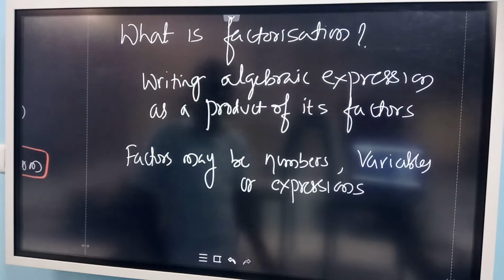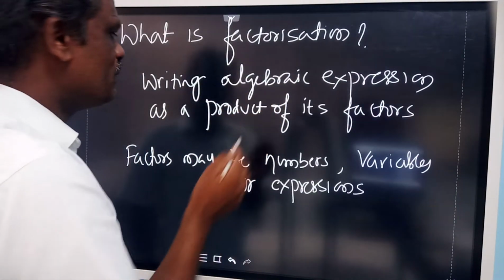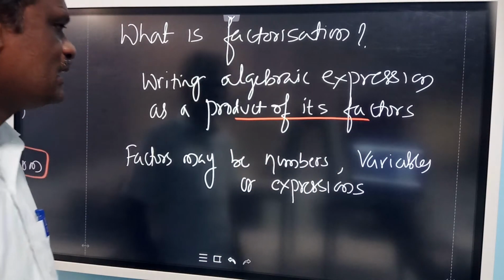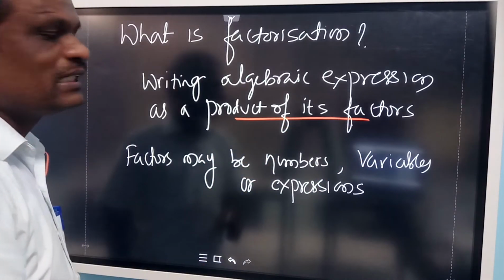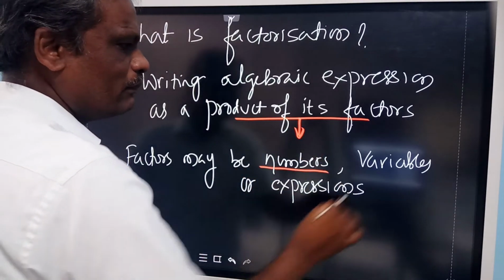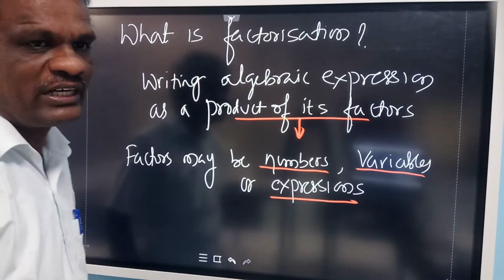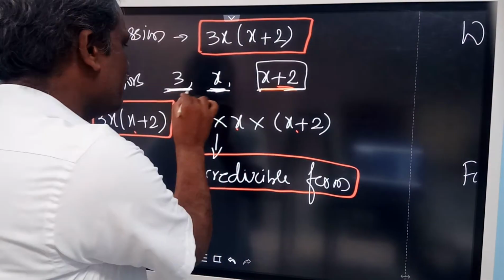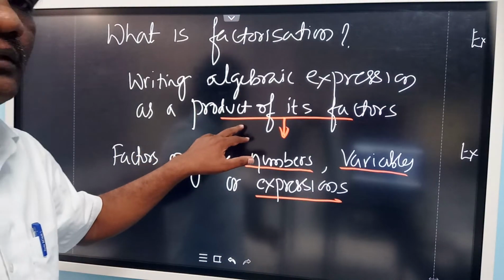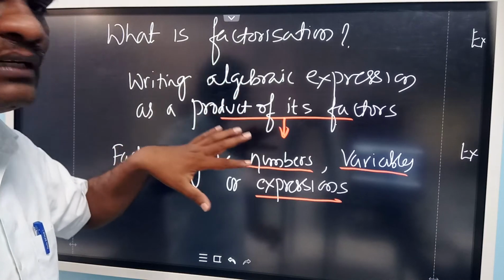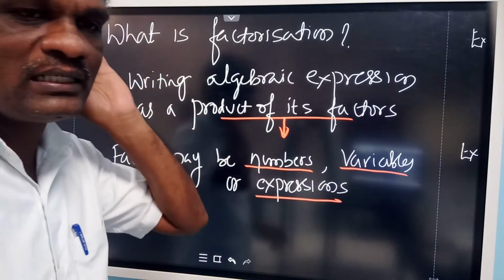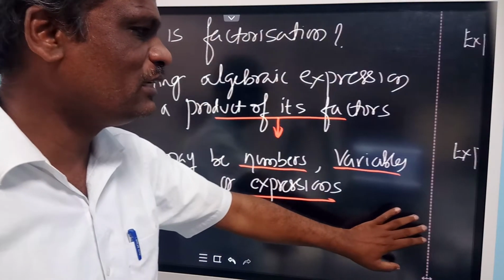Now what is factorization here? Look at this. Writing an algebraic expression as a product of its factors. If you write the given expression as a product of its factors, it is called factorization. These factors, the prime factors, may be a number, may be a variable, may be an expression. So factorization is nothing but splitting of that expression into its factors. These factors contain numbers, variables as well as expressions, but they should be in irreducible form.